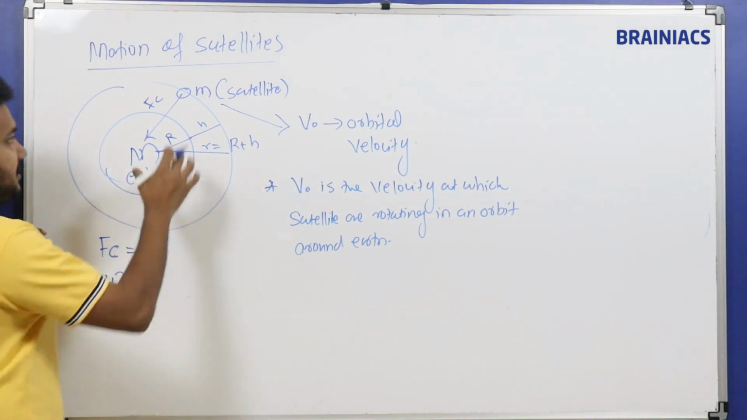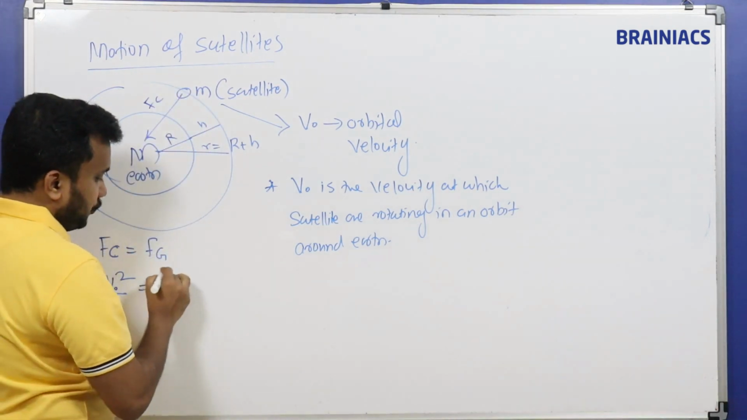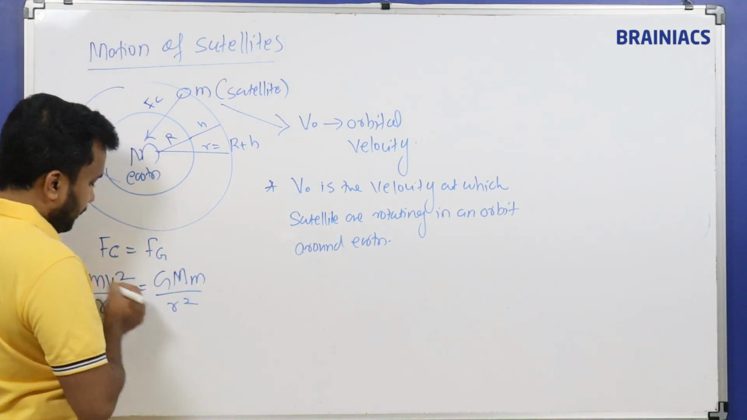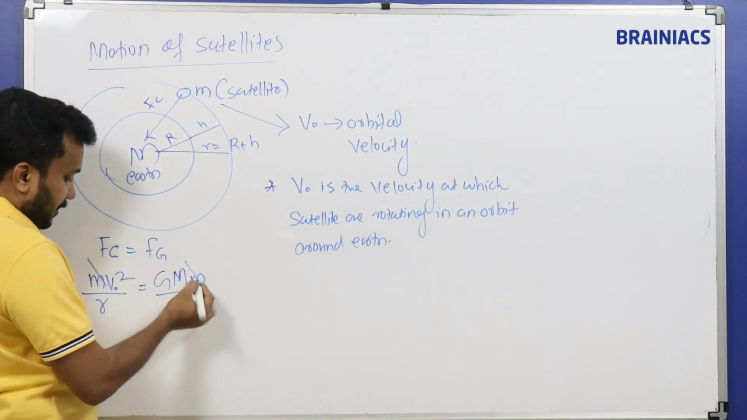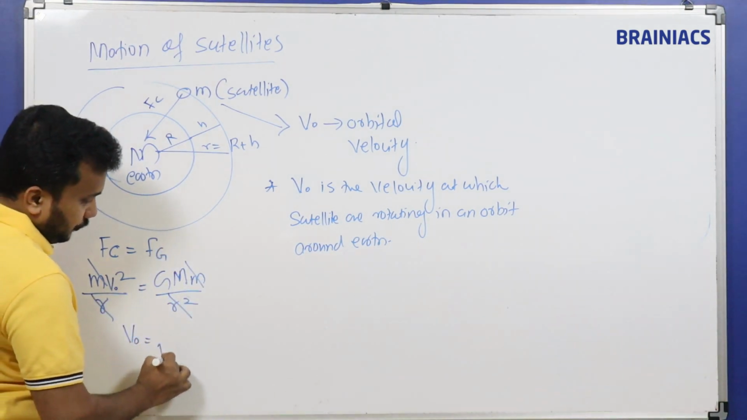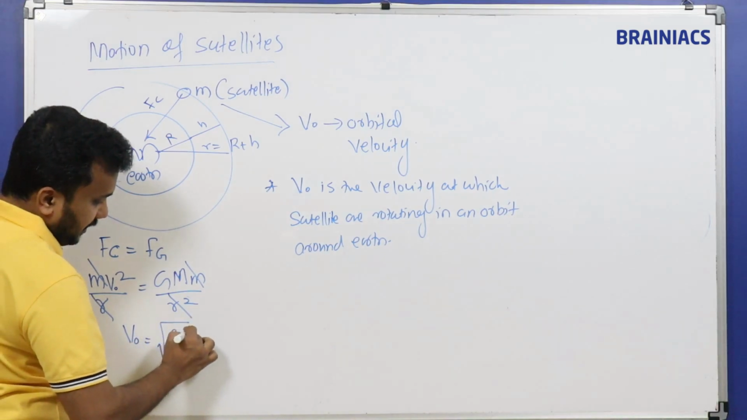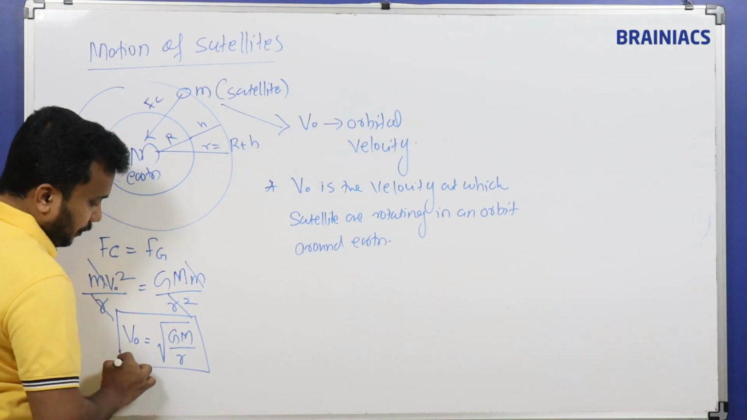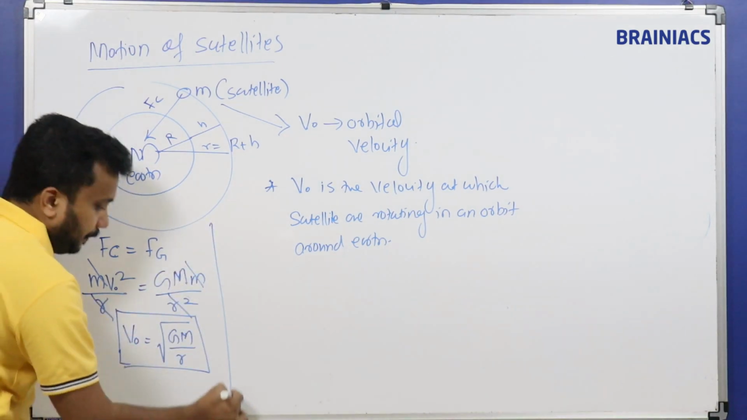So what is the gravitational attractive force between these two bodies? G into capital M into small m divided by r square. Small m cancels, r gets cancelled. V0 is equal to root of GM divided by r. This is the equation of orbital velocity.